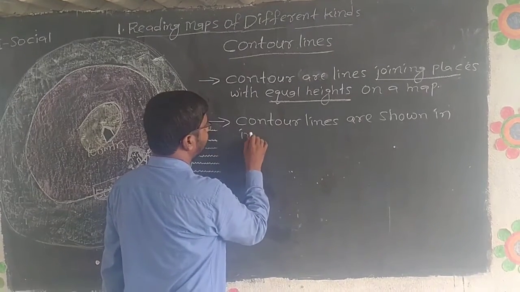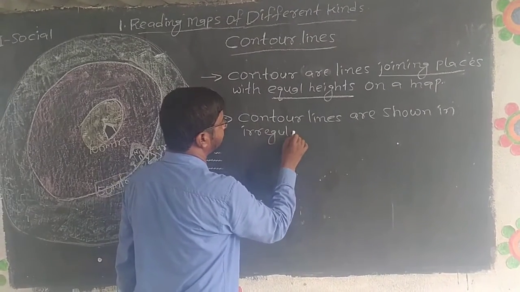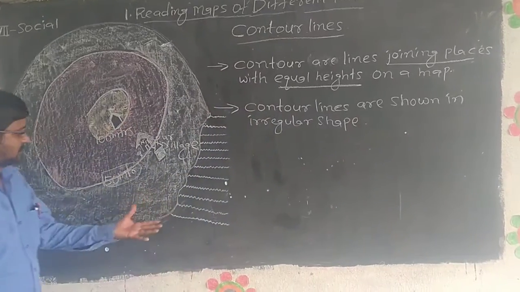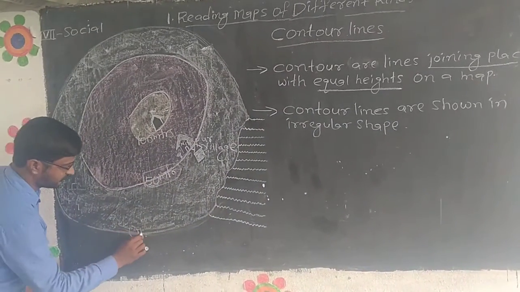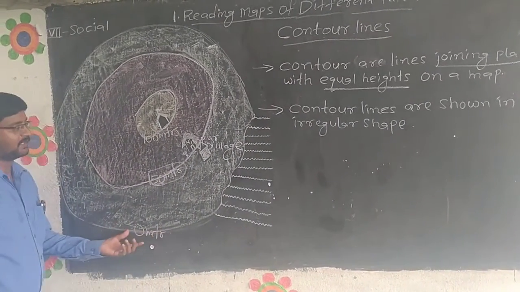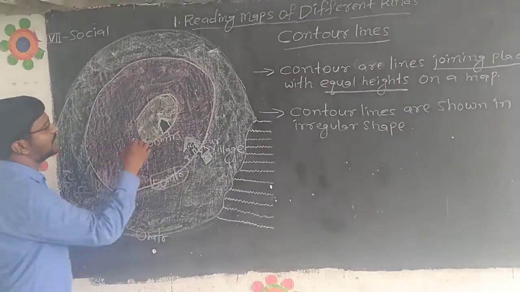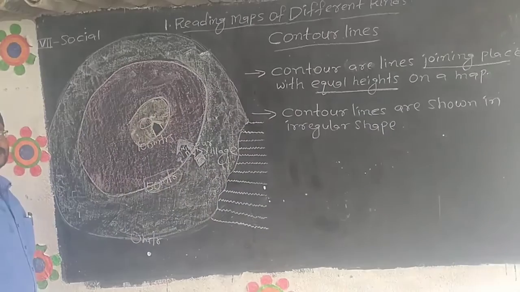Contour lines are shown in irregular shape. See, if you observe, this is 0 meter contour line, this is 0 meter contour line, this is 50 meter contour line, this is 100 meter contour line, and if we draw, this is 150 meter contour line.